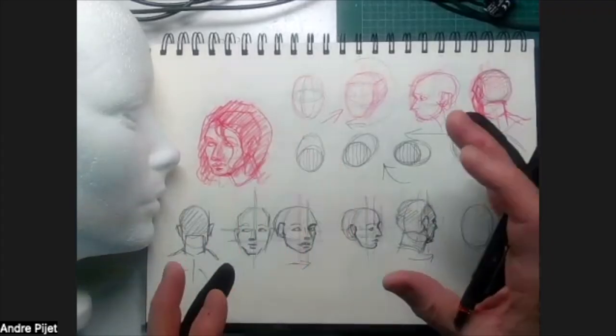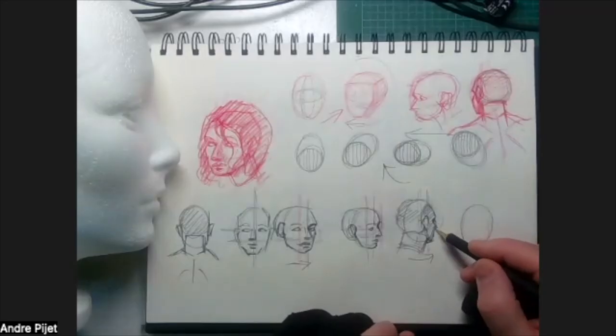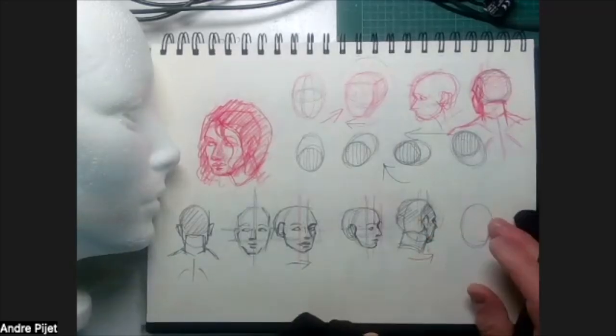So you have to look at what you see in order to add or not the tip of the nose, or maybe a little bit of the eye and everything.